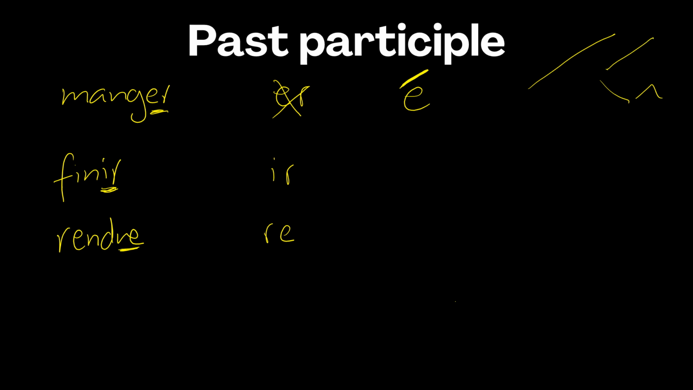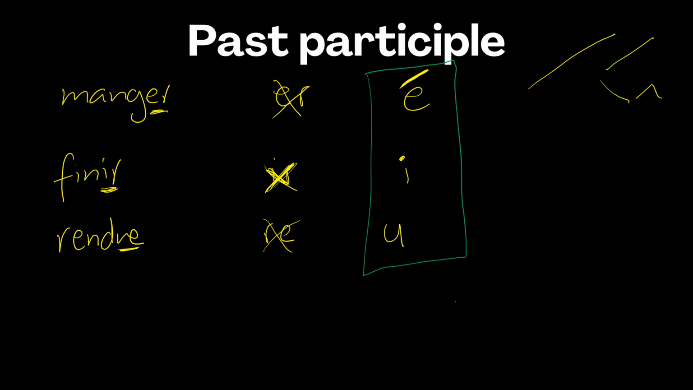What about finir? Exactly the same thing. We remove the IR if our infinitive ends with IR. And what do we replace the IR with? We just replace it with an I. Same thing for rendre. If your verb ends with RE, we remove that RE from the infinitive and we replace it with a U. Again, this is very much a screenshot moment. ER equals E with an accent, IR equals I, RE equals U.